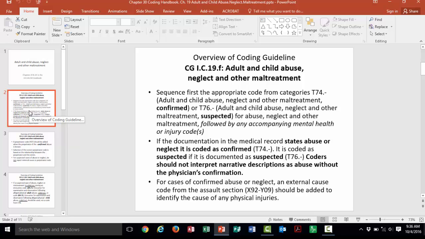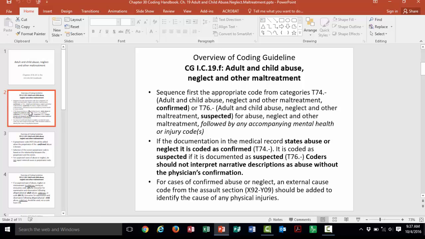There are two categories in our code book, T74 and T76, that have to do with this guideline. The first, T74, is when adult and child abuse, neglect, or other maltreatment is confirmed. The second, T76 category, has to do with adult and child abuse, neglect, and other maltreatment suspected. A big difference. Then you're going to have that T76 code first, and then your next code is going to be your injury code, or if it's a mental health diagnosis, your mental health diagnosis. But that T74 or T76 is the first code in the code sequence.